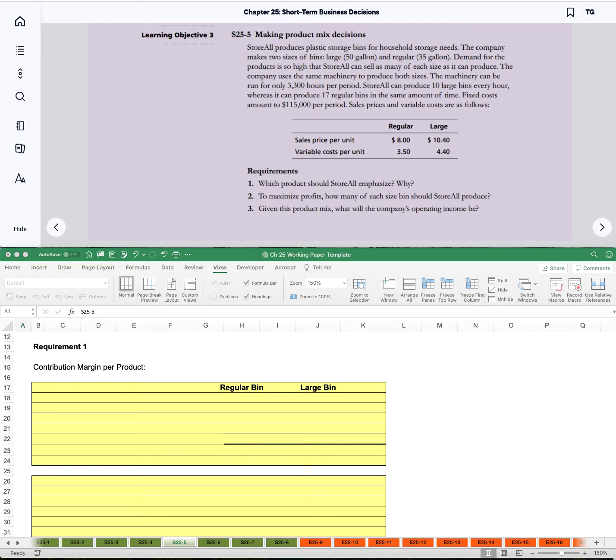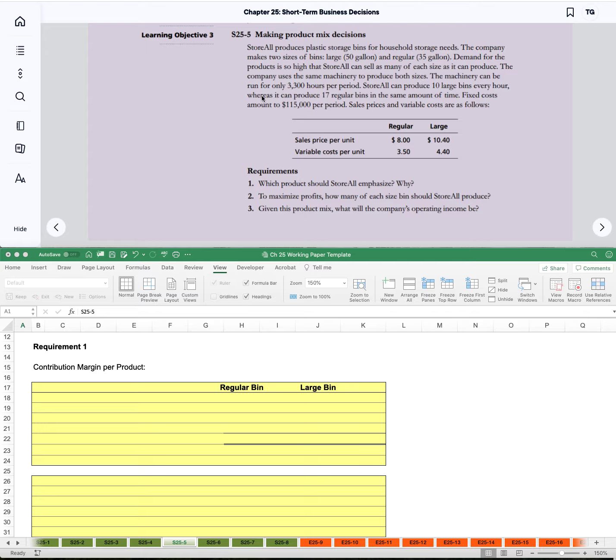Making product mix decisions. Store-All produces plastic storage bins for household and storage needs. The company makes two sizes, large 50-gallon and regular 35-gallon. Demand for the product is so high that Store-All can sell as many of each size as it can produce. The company uses the same machinery to produce both sizes.